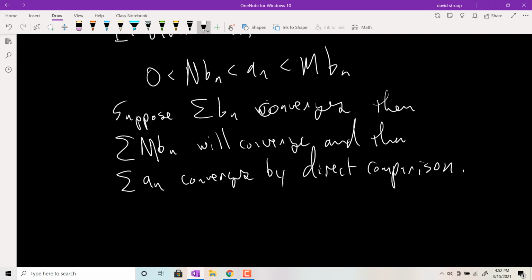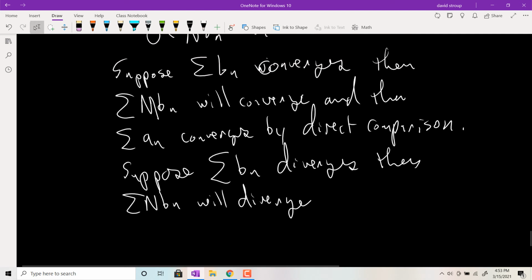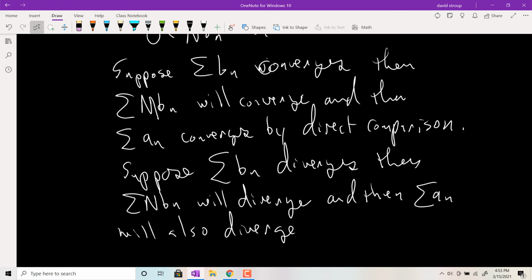Okay. On the other hand, if you suppose the series b sub n diverges, then the lower series m times b sub n will diverge, and that sort of forces a sub n to diverge as well, by direct comparison. Okay. It's kind of a neat little proof, but there it is.